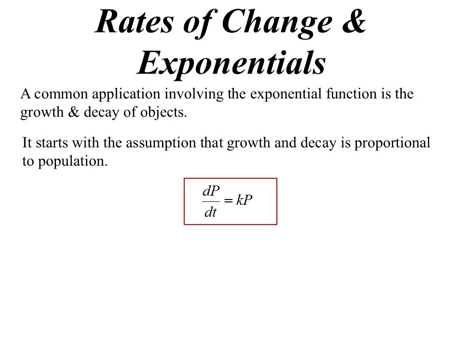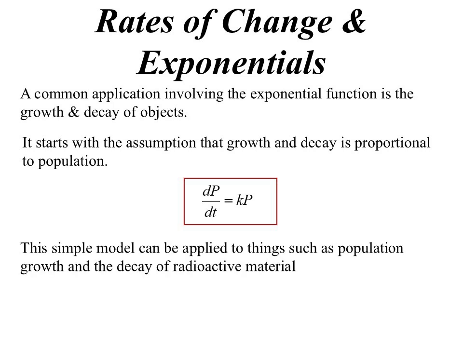It kind of makes sense. I mean, the more people you have, the more births that are going to happen. The less people you have, the less births that are going to happen, things like that. But if you remember back to yesterday when we were investigating how do we differentiate the exponential, and we came up with, for e to the power of x, that the derivative was equal to the y value. In other words, dy/dx was equal to y.